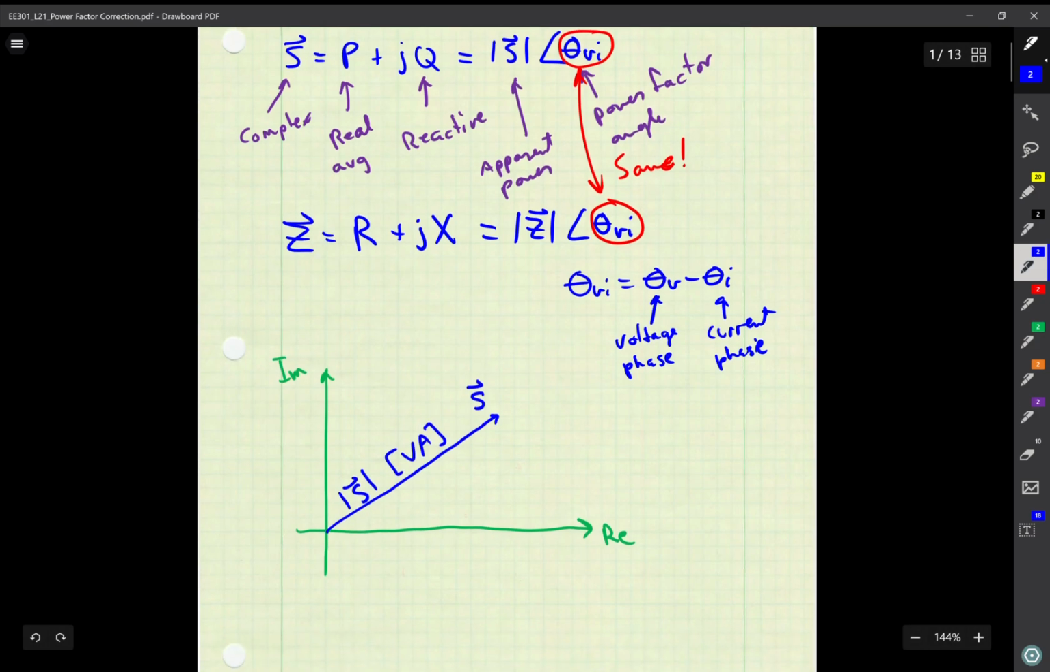On the x-axis, the real axis, I have P, which is real power, and the units are still in watts. The y-axis, or the imaginary axis, is my reactive power, and reactive power is measured in volt amps reactive, or VARs. And that Q is what we're going to talk about today. We don't want that to be too large because it has negative effects on our circuit.